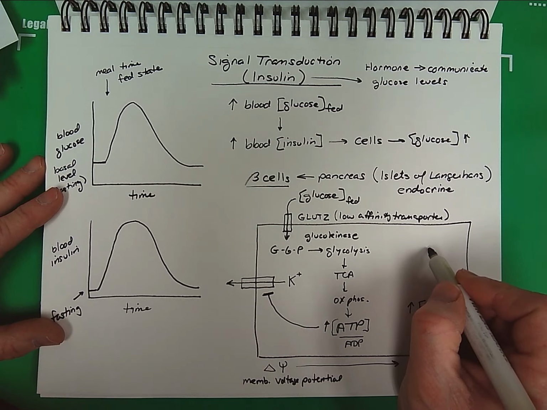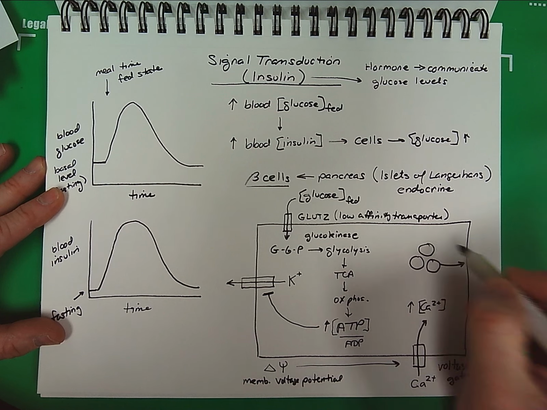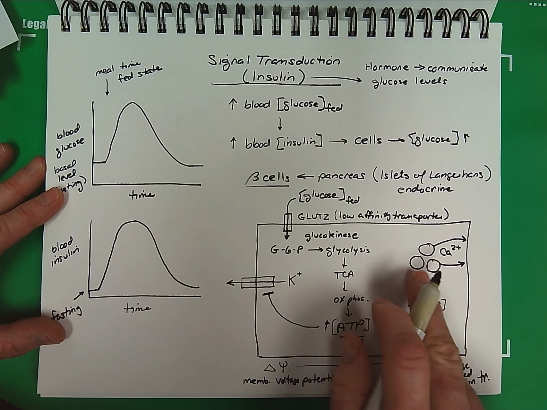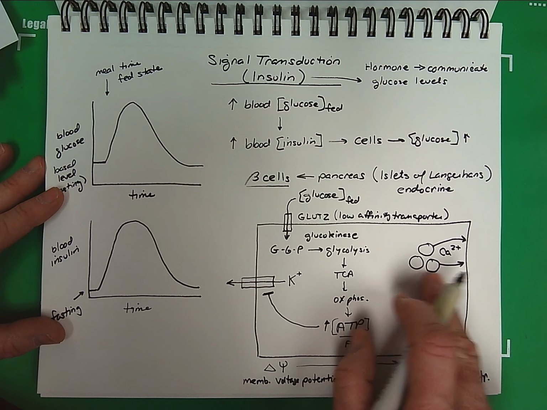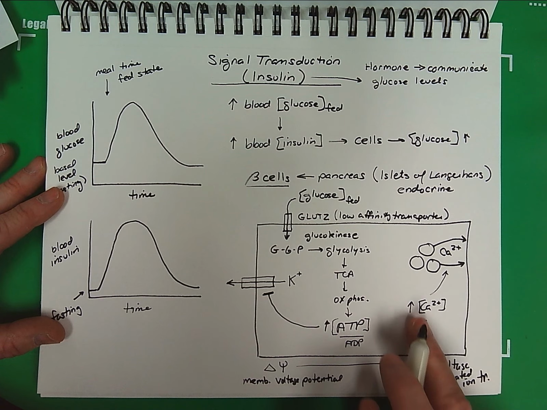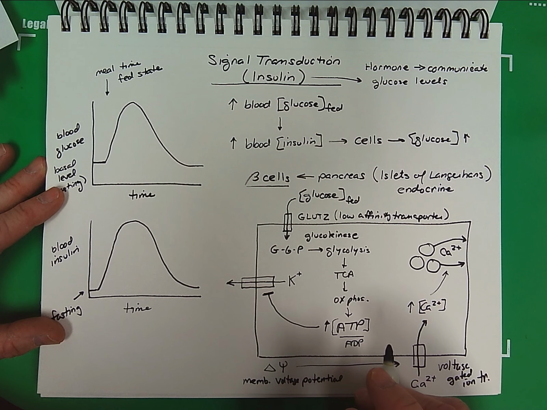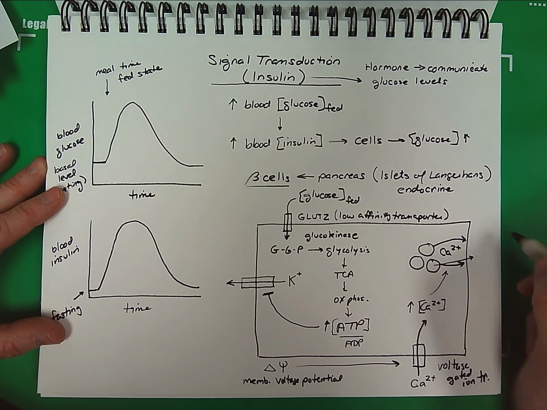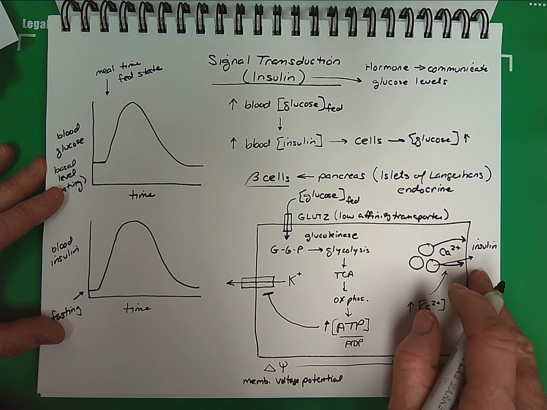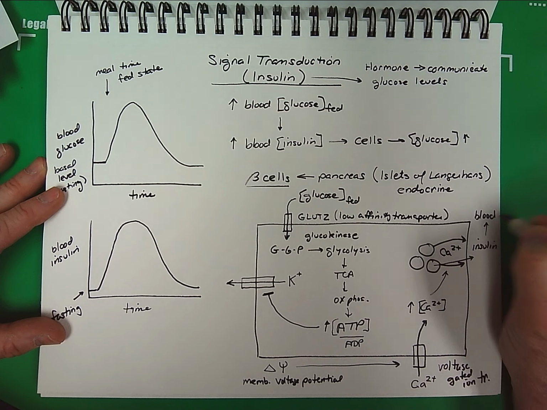The effect of this is to cause the fusion of intracellular vesicles to the plasma membrane. Because this process of vesicular fusion with the plasma membrane, the fusing of these membranes, is calcium dependent. So as our calcium concentration rises, the fusion of vesicles with the plasma membrane increases. And in doing so, now these vesicles will secrete their cargo into the bloodstream. And the cargo happens to be insulin.